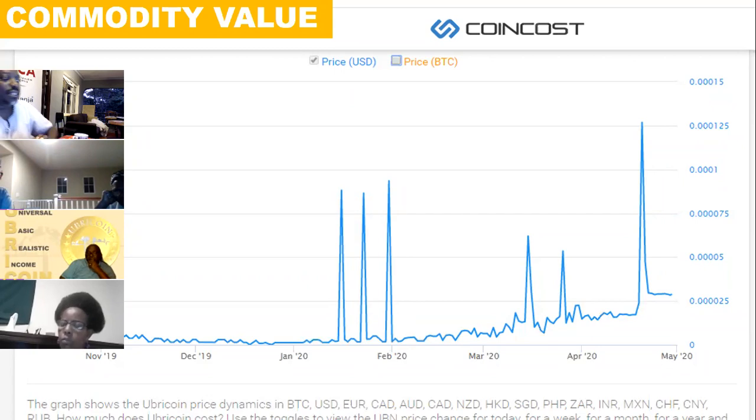So this is what value means. This is what you call commodity value, where the price multiplies so much in your pocket as you go about your business. And this value comes from what you call speculation activities by the holders of the coin.